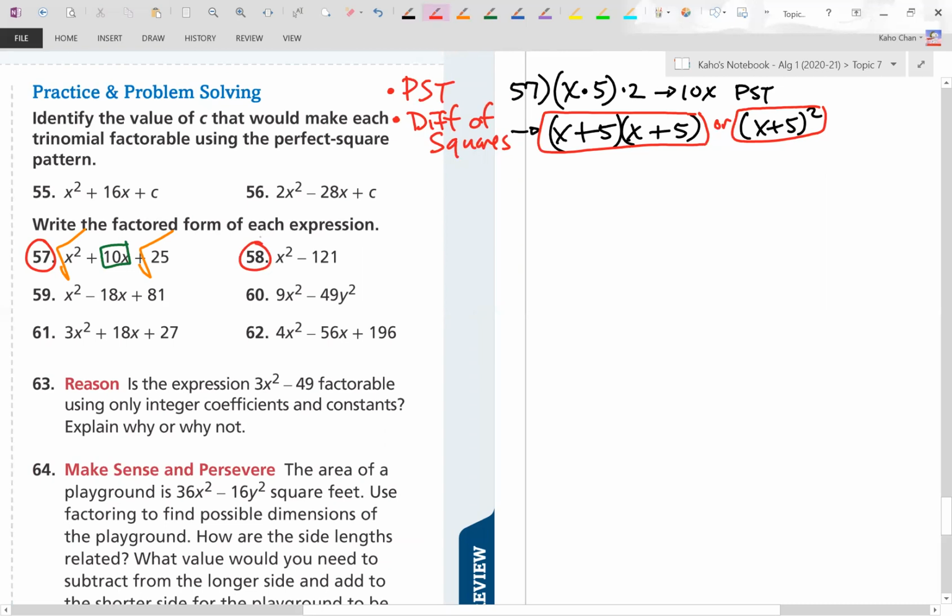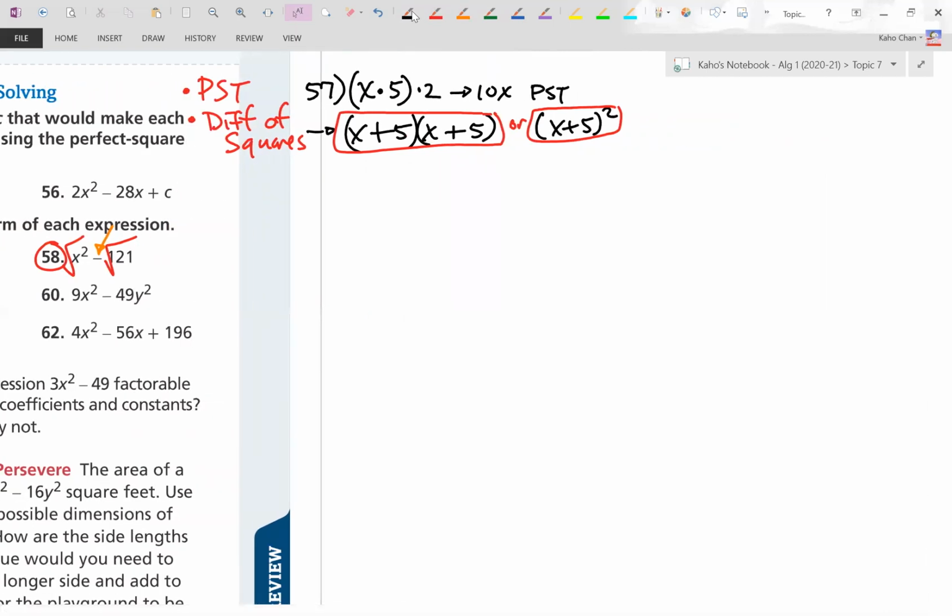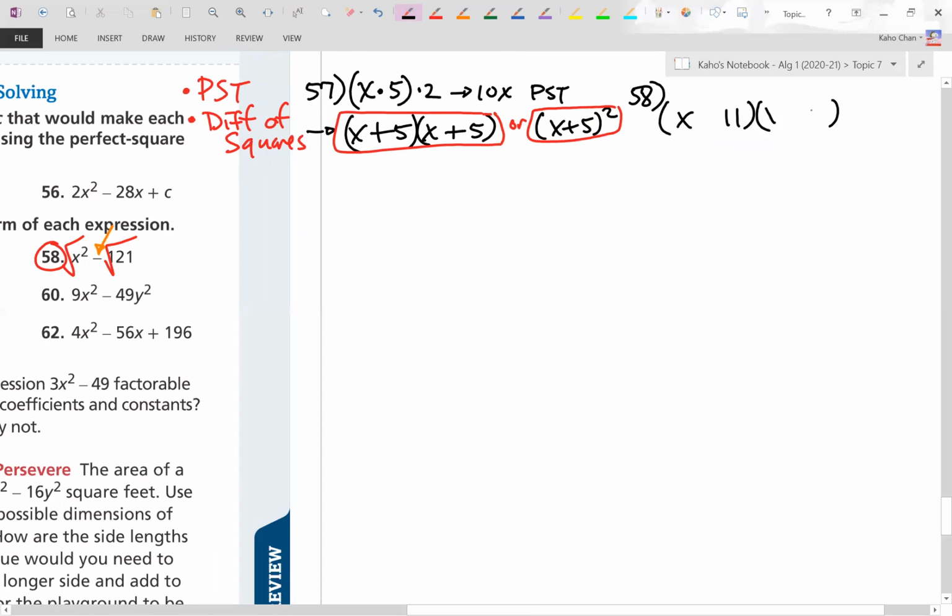Ooh, it's a binomial. Let's check to see if it's a difference of squares. There's a minus sign. Great. Are those ends square rootable? Oh, they are. Those are perfect squares. So this is a difference of squares, ladies and gentlemen. Number 58. So the square root of x squared is x. Square root of 121 is 11. So this is a situation where we have a minus plus situation, okay? And there's your final answer, yay.